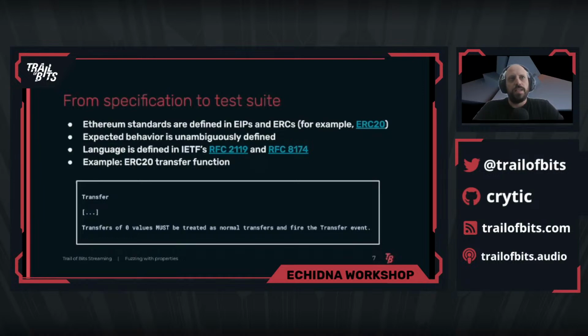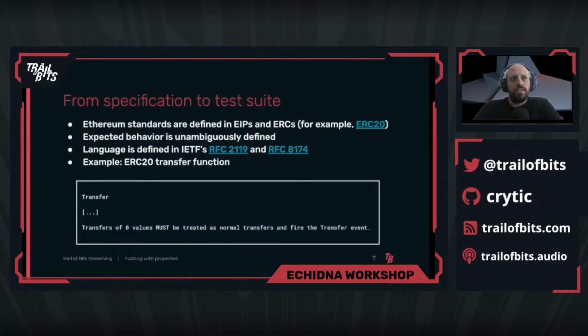For example, let's see the ERC20 transfer function. There is an excerpt of the definition in the ERC specification here, and it says that the transfer of zero values must be treated as normal transfers and fire the transfer event. The keyword must is capitalized because of the RFC that we mentioned a bit ago. So what's the idea?